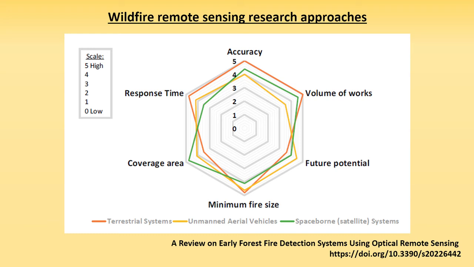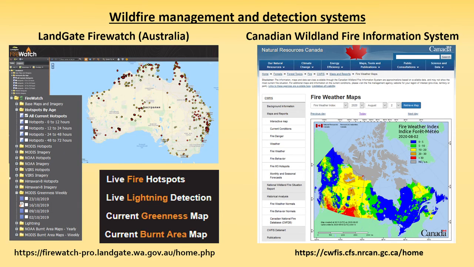On the other hand, aerial and satellite-based systems provide better coverage. These systems have already shown their great potential, accuracy rates, and response times. Some countries actively use satellite data for national fire information systems, particularly Australia and Canada. Firewatch uses satellite instruments to detect current fire hotspots on the ground across Australia, providing the most up-to-date information to both fire management agencies and the general public.